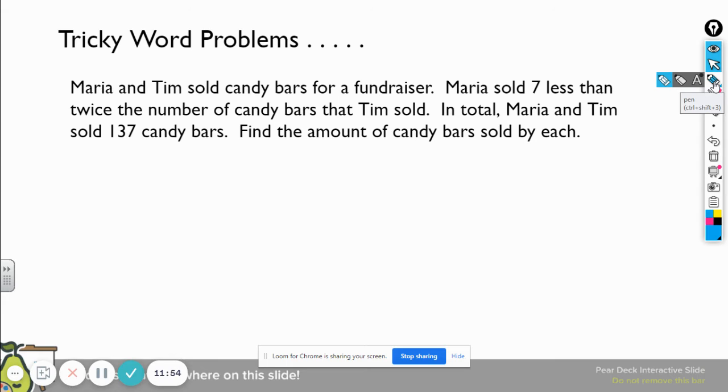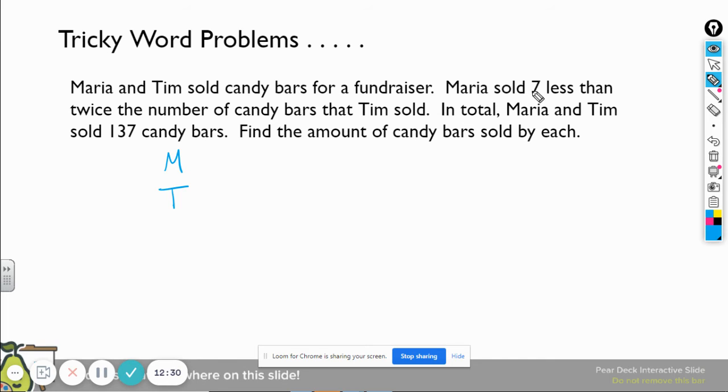There's 2 more. Okay. So Maria and Tim, they're selling candy bars. Maria sold 7 less than twice the number of candy bars that Tim sold. In total, Maria and Tim, together, they sold 137 candy bars. Find the amount of candy bars sold by each. Okay, so I know that they were both selling candy bars and that there were 2 people. There's Maria and there's Tim.